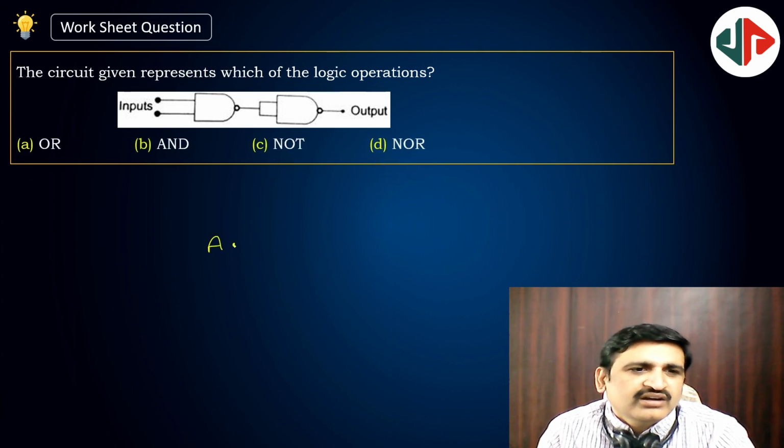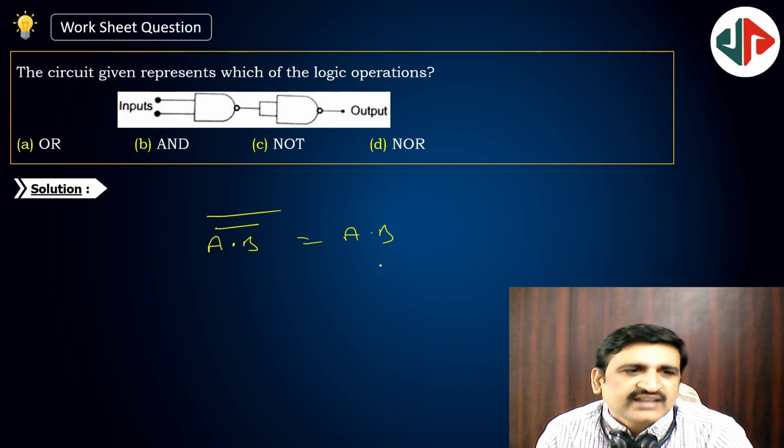Next, the circuit given represents which of the logic operations? A dot B bar, and this is a NOT gate, so it will be A dot B. A dot B means AND.